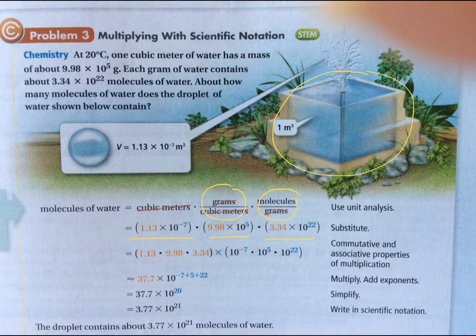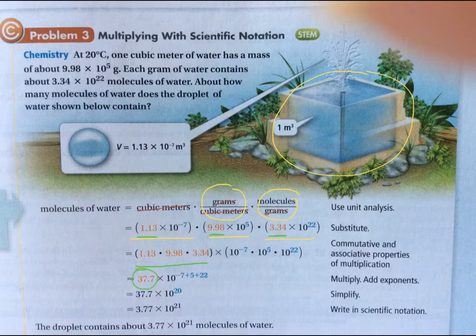So when you're multiplying scientific notation, you multiply the numbers out front. So we have 1.13 times 9.98 times 3.34, and then you multiply the factors, or the base 10s. So 10 to the negative 7th times 10 to the 5th times 10 to the 22nd, and we just learned when multiplying the same base, we just add their powers, or their exponents. So we get our numbers become 37.7 times 10, negative 7 plus 5 plus 22 gives you 20. So you're left with 37.7 times 10 to the 20th.